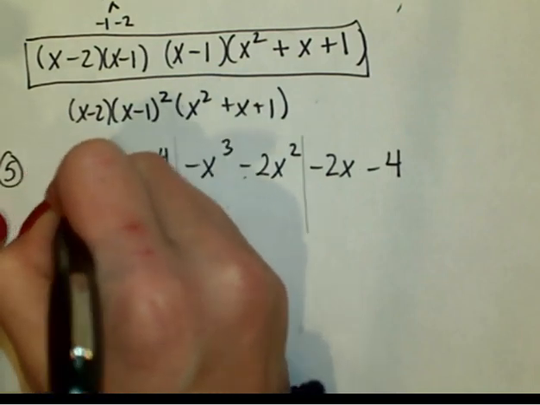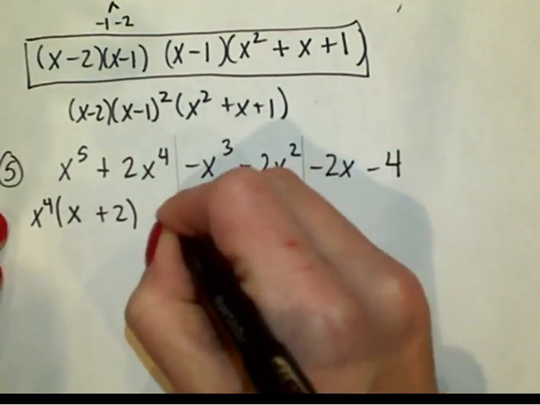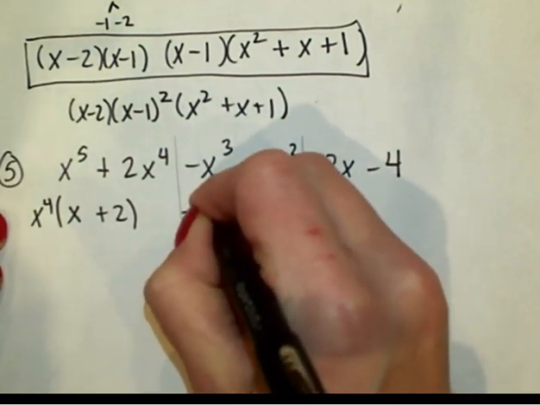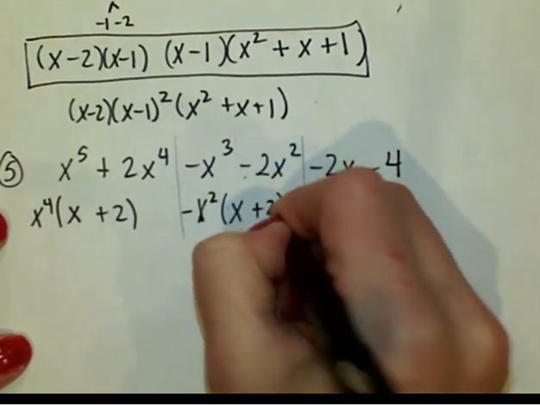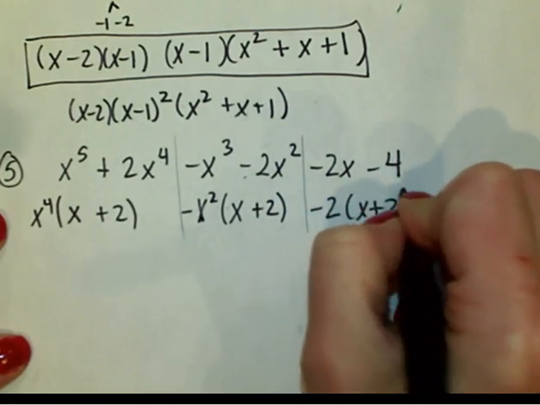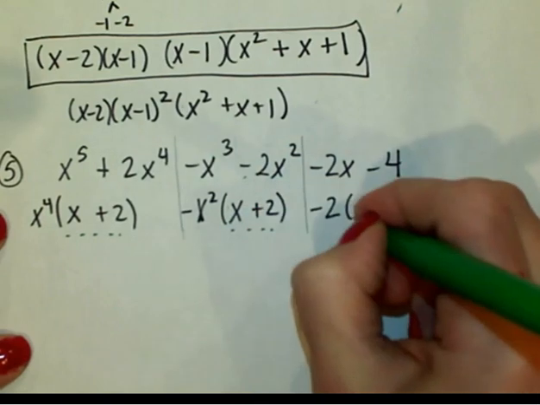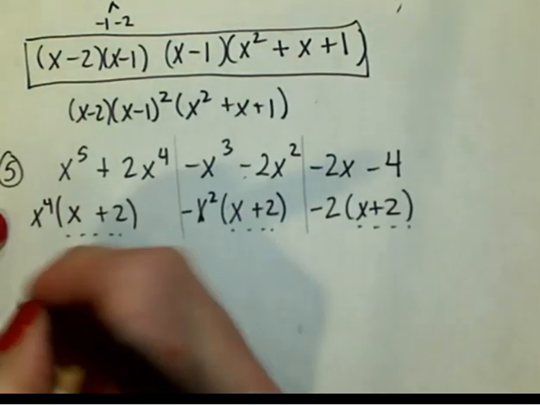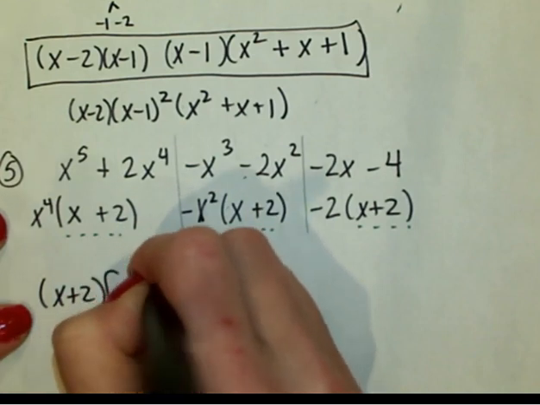Common x to the 4th. Common negative 1. Oops, negative x squared. Okay. Common negative 2. And then I notice that I've got a common x plus 2 in each grouping. So I'm going to factor out x plus 2, okay, and x to the 4th.